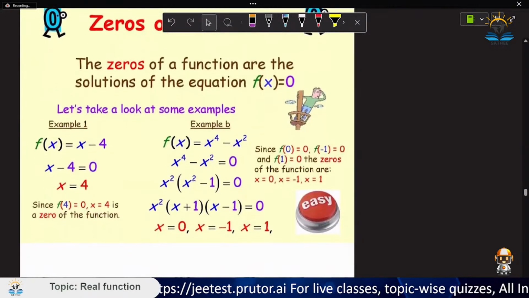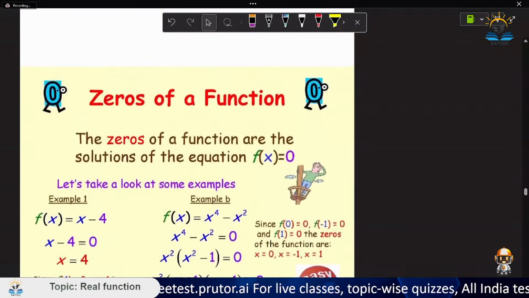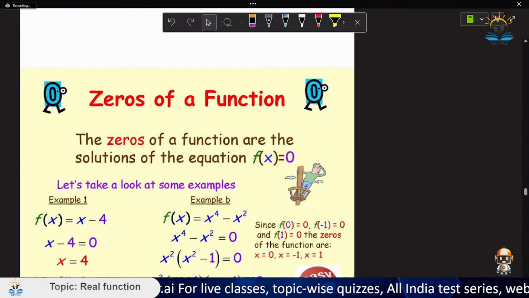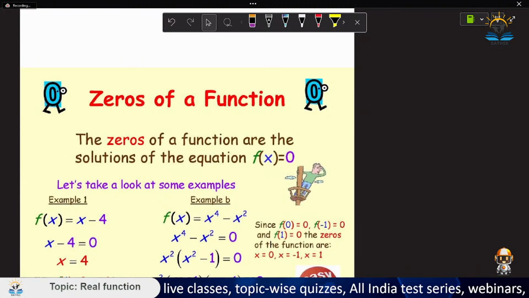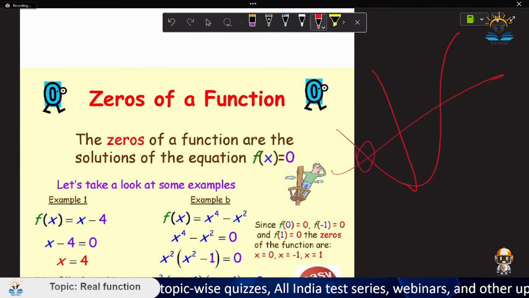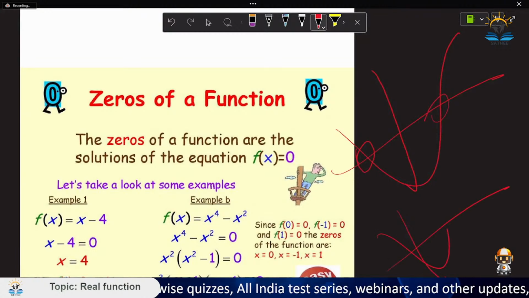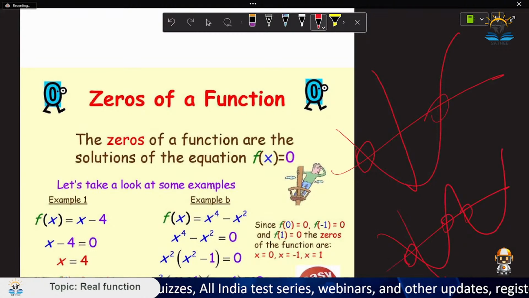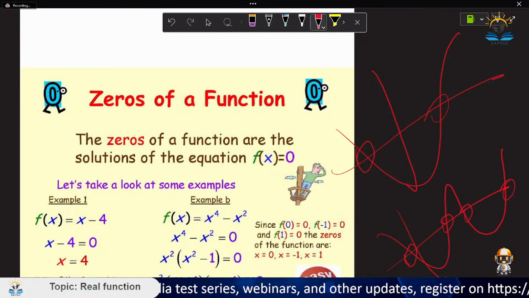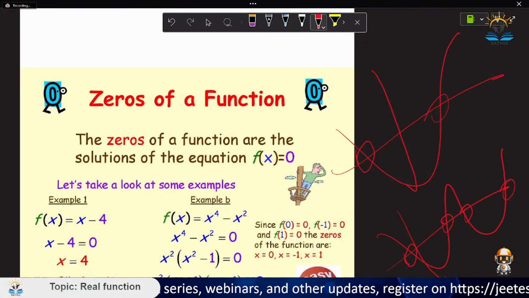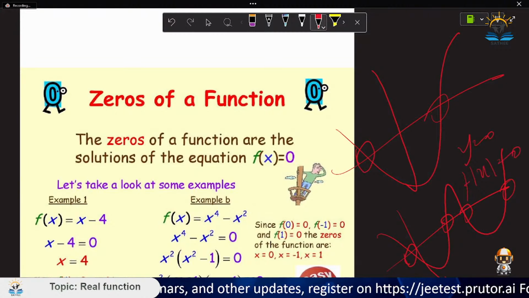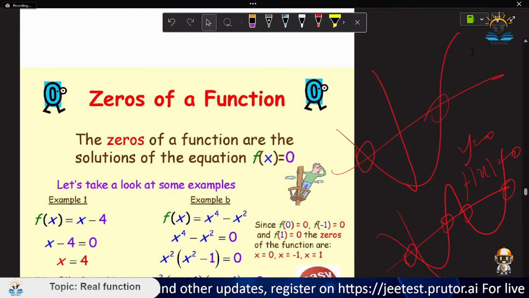Zeros of the function, it is very important that you know what the zeros of the function are. By zeros of the function, what we mean is: when does y of x go to zero? Basically, if this is the graph, these are the zeros of the function. So zeros of the function are where the graph intersects the x-axis, or the y value is zero, or f of x equals zero. These are the zeros of the functions, right?